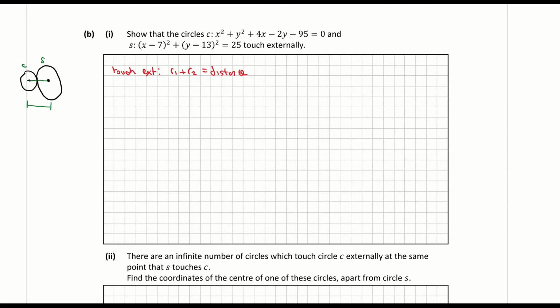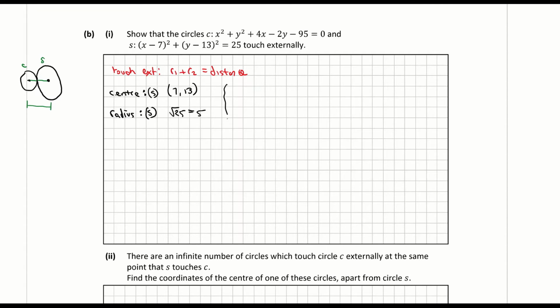So what do we know here? So our first circle, S. So the center of S, let's write down some information here. So the center of the circle S, first of all, is going to be 7, 13. Okay, so we can just read that from the equation of the circle there. And my radius of S is going to be root 25, which is 5. So there's my center and my radius of S.